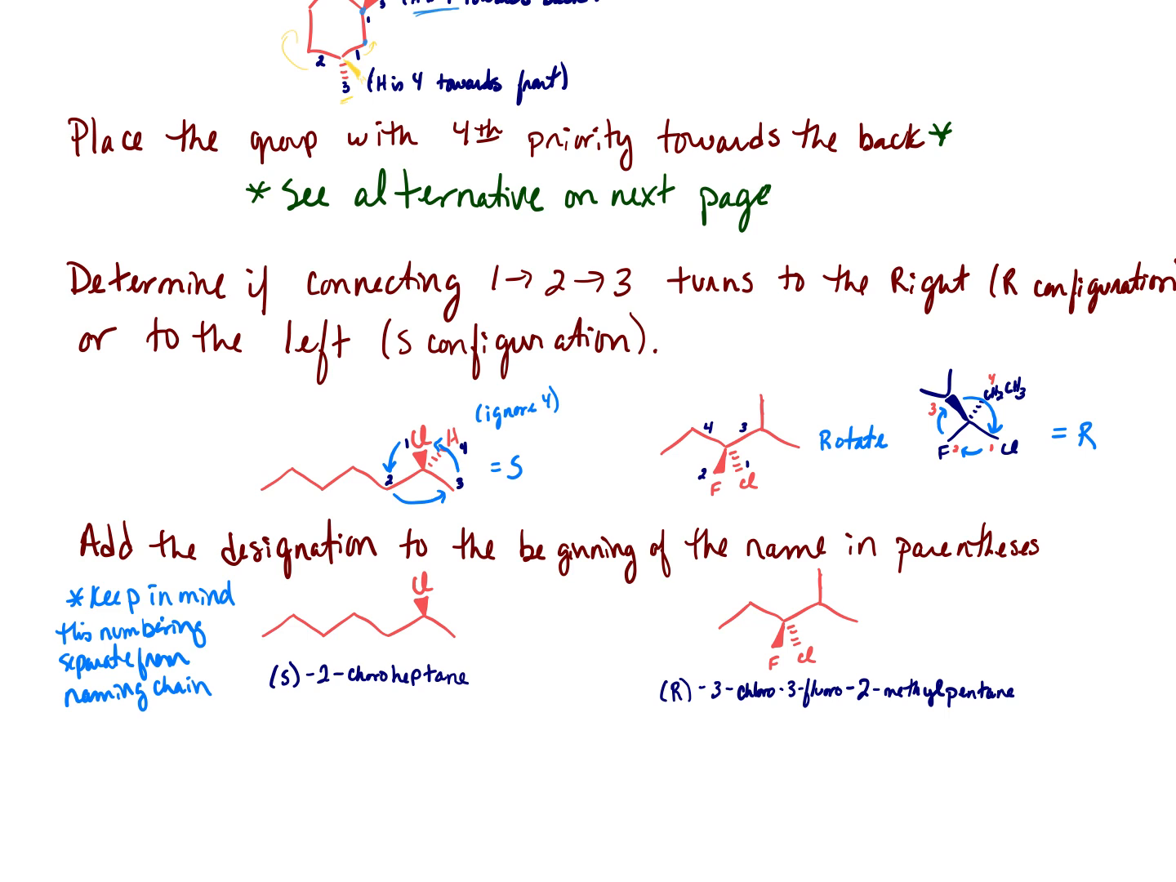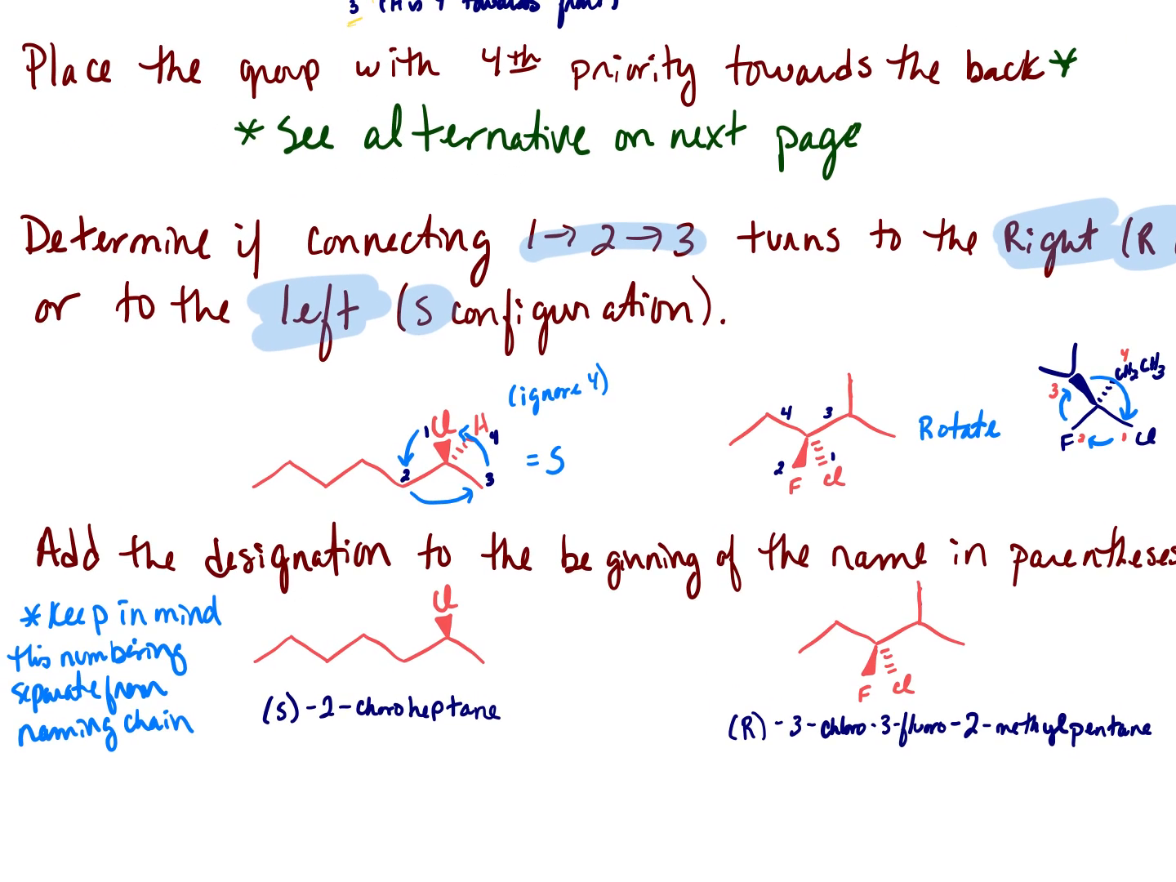So let's say that you do have the 4th priority towards the back. Then from there, what do we do? Well, we are going to figure out if we have an R versus an S configuration based on which direction, if that was a wheel, the wheel would be turning. If you connect 1 to 2 to 3 and 3 goes back to 1, and that turns to the right, we refer to that as the R configuration. If we connect 1 to 2 to 3 and it goes to the left, we refer to that as the S configuration.